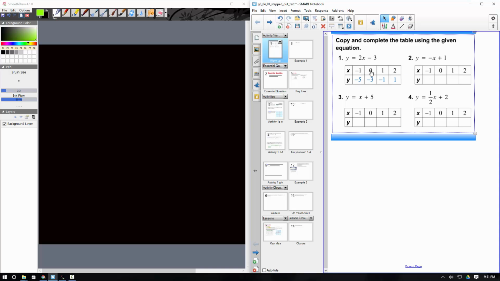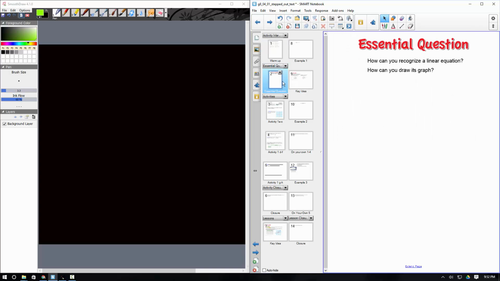And so here are the values for the first one, the second, third, and the fourth. Again, I'm just plugging these values in, so 1 times 1/2 is 1/2, plus 2 is 2.5. 2 times 1/2 is 1, plus 2 is 3. That's how I'm getting these values. And the focus today is how you can recognize linear equations and how you can draw their graph.